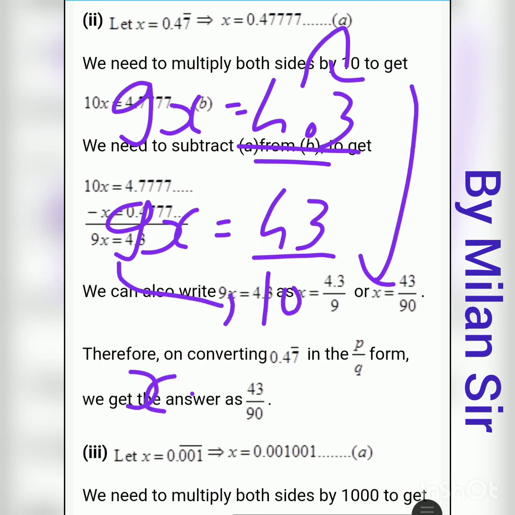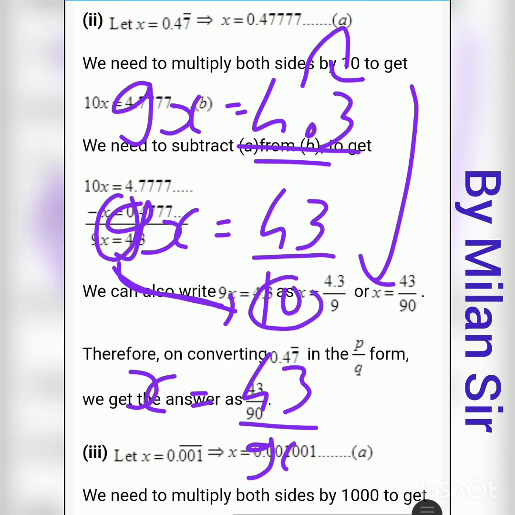So here x, here 43. If we transfer 9 to the right hand side, it goes to the denominator. So 9 multiplied by 10 is 90. So 43 divided by 90. This is our answer in P by Q form.